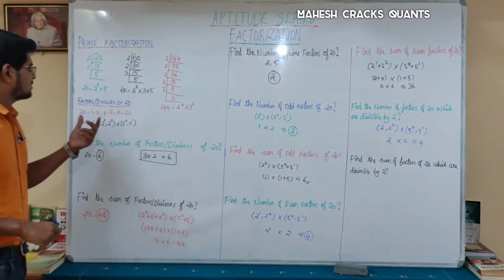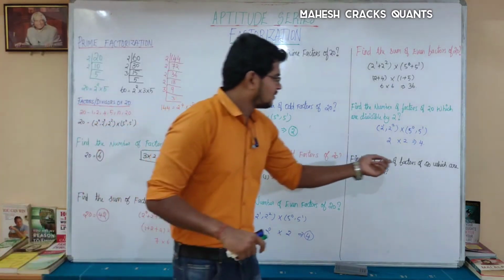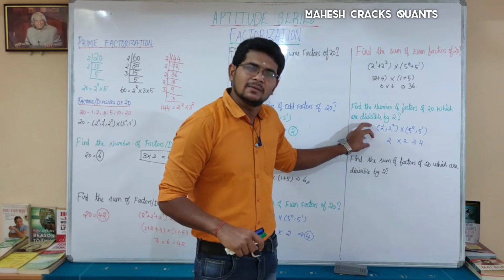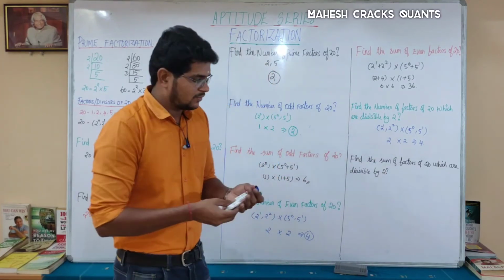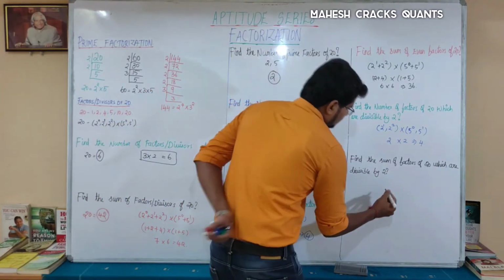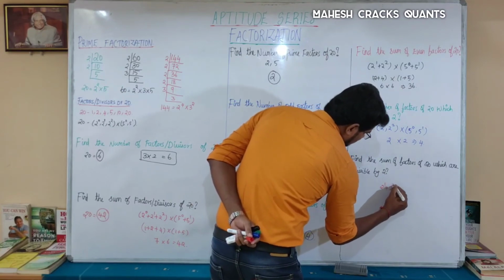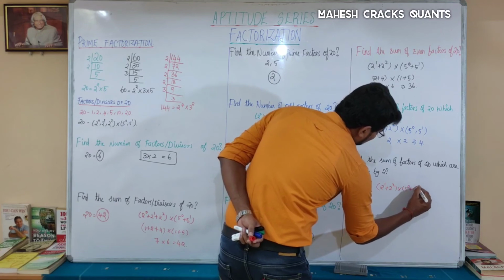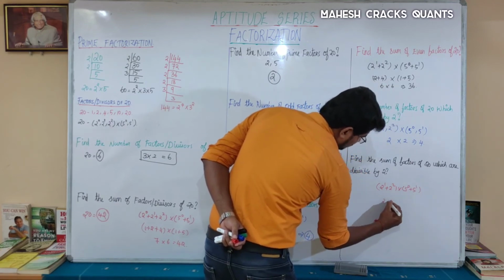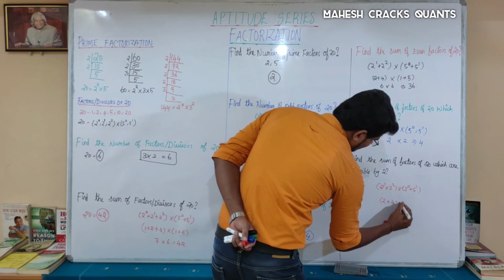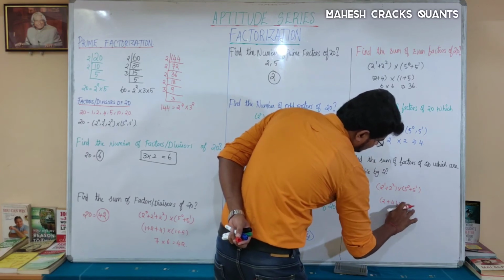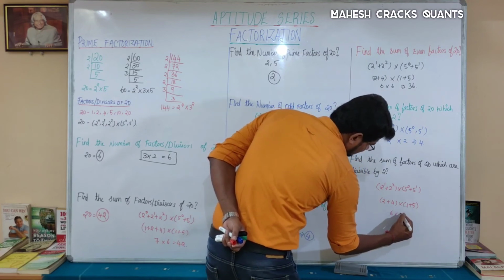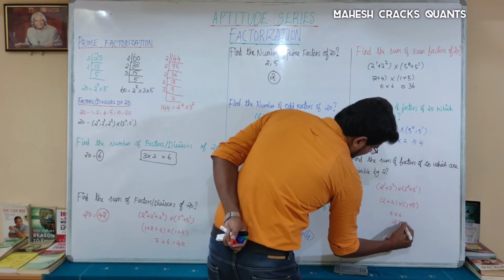The next question is sum of. Find the sum of factors of 20 which are divisible by 2. The same way, you find the number and then you find the sum. So 2 power 1 plus 2 power 2 into 5 power 0 plus 5 power 1. 2 power 1 is 2 and 2 power 2 is 4, into 5 power 0 is 1 plus 5 power 1 is 5. So 6 into 6, 36.